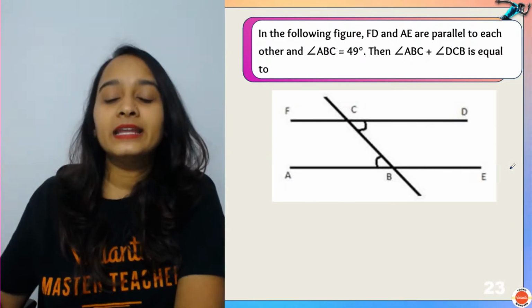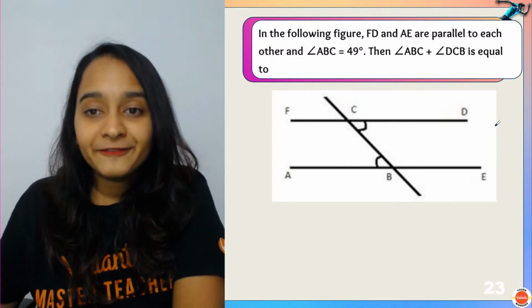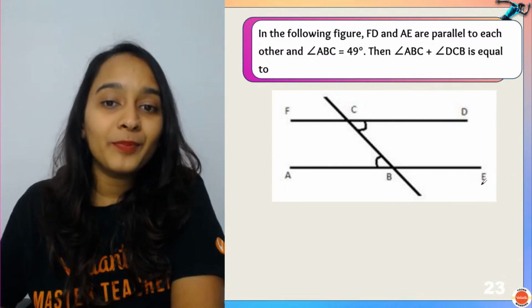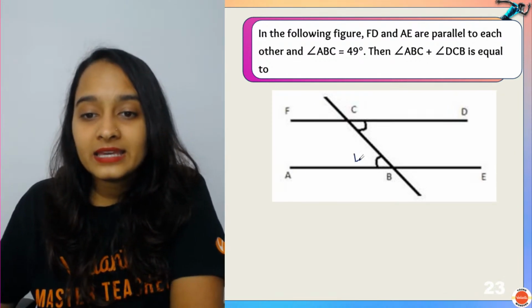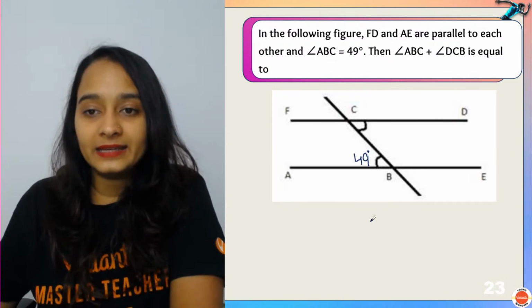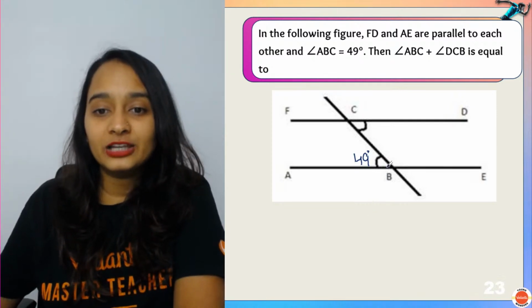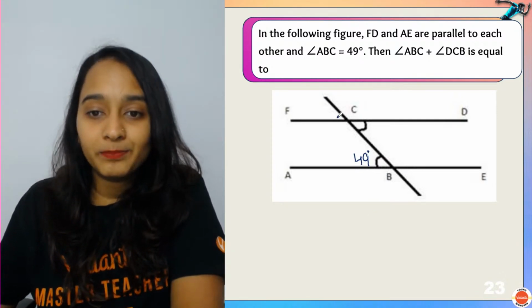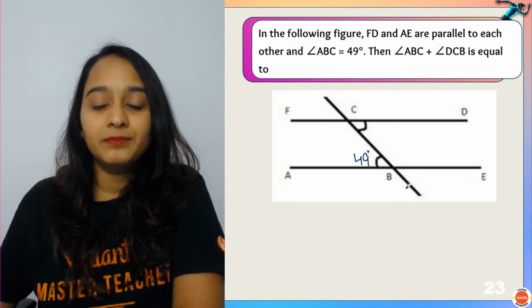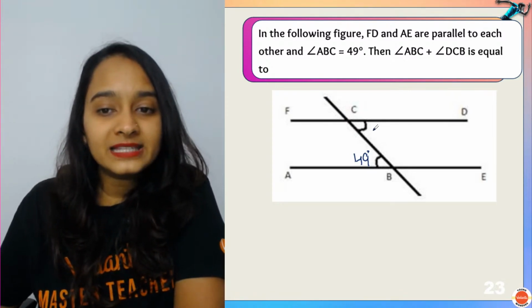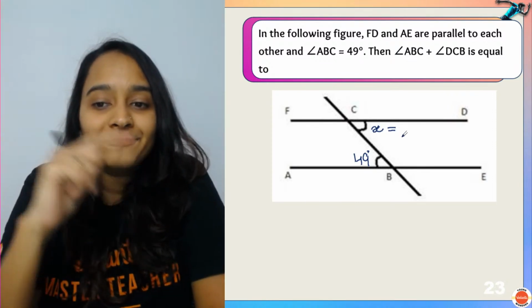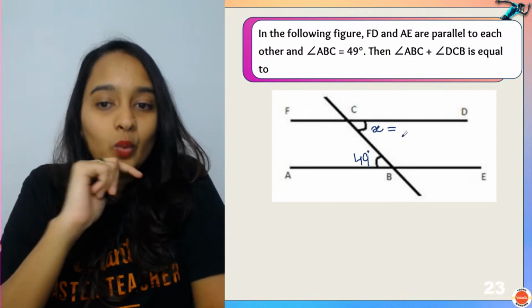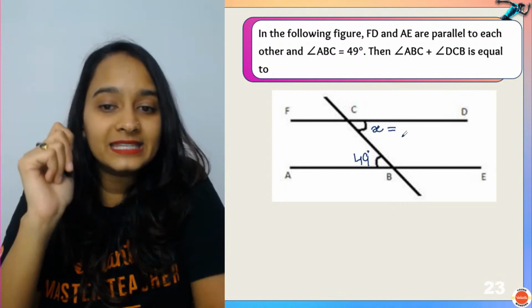Very good. In the following figure, FD and AE are parallel to each other. Angle ABC is 49 degree. You have to find the value of ABC plus DCB. Now, what is the value of DCB, guys? FD and AE are parallel. What is the value of DCB?